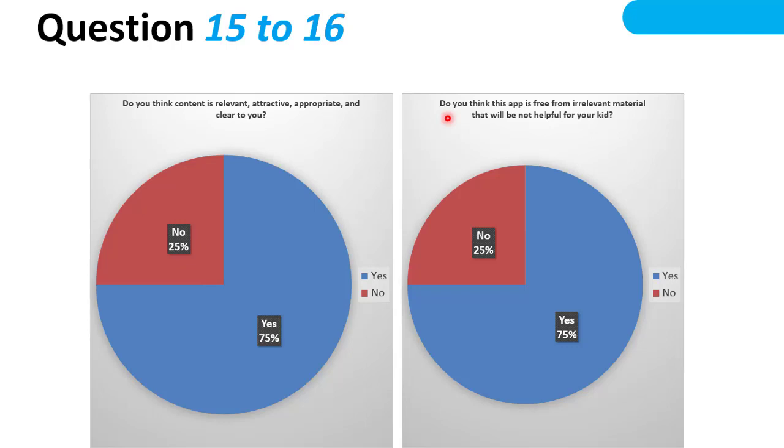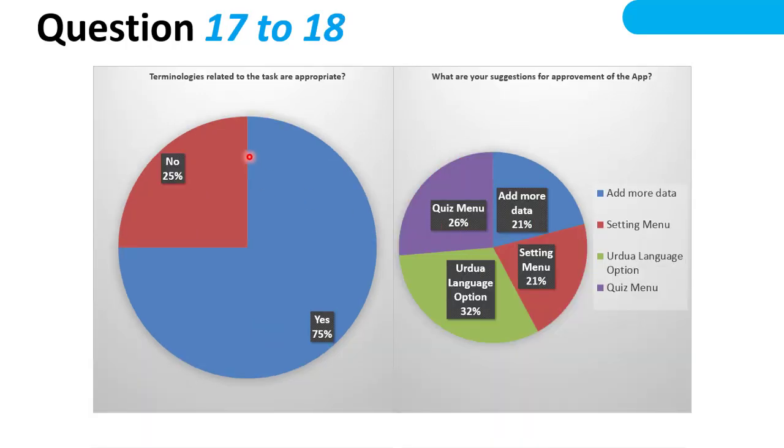The next question, number 16: do you think this application is free from irrelevant material that will not be helpful for your kid? 75% say yes, it is free from irrelevant material. That's only for the kids, not for other persons. 25% say no. Are the terminologies related to the task appropriate? Yes, most of the people, like 75%, say yes, and some say no.